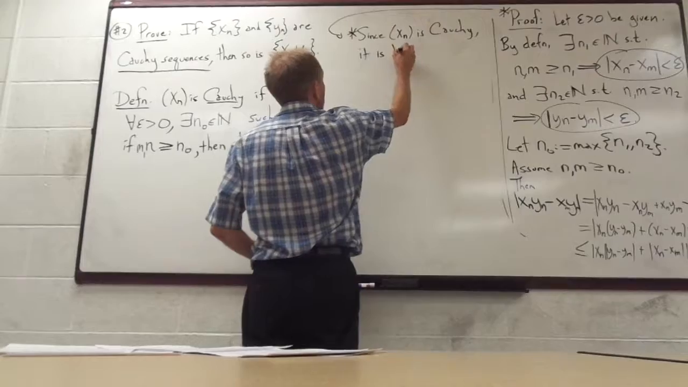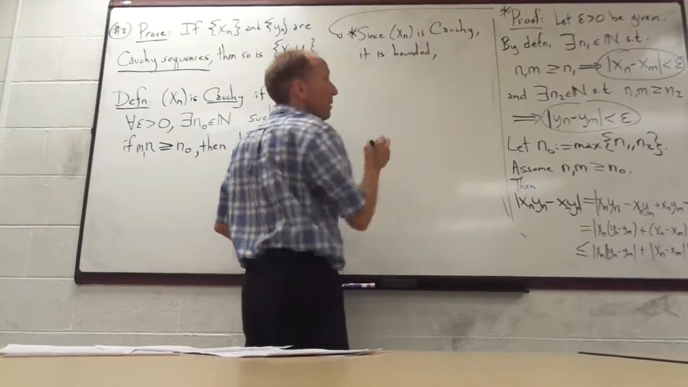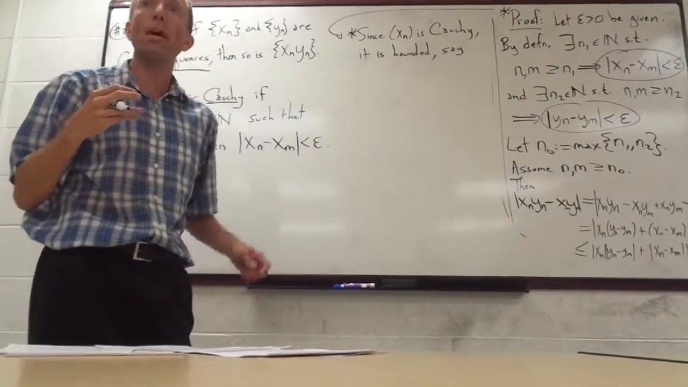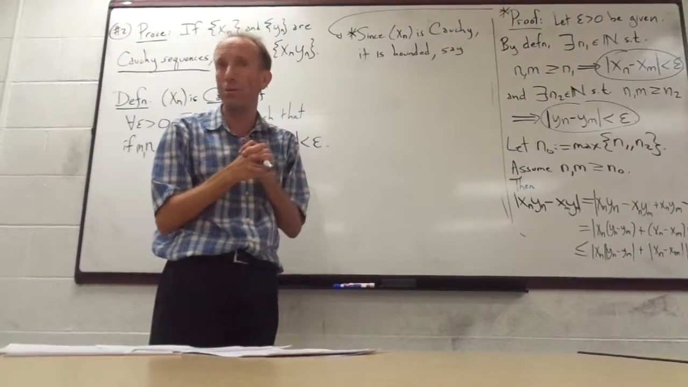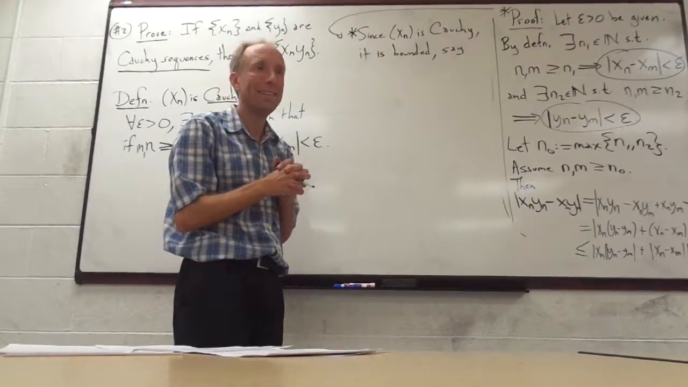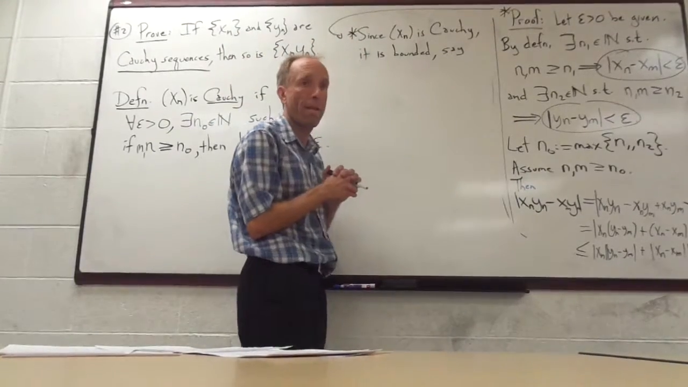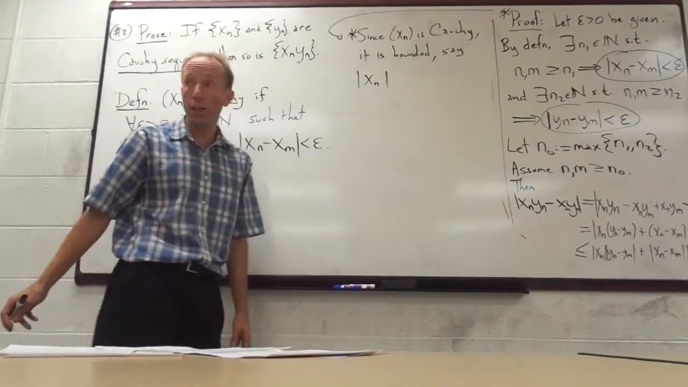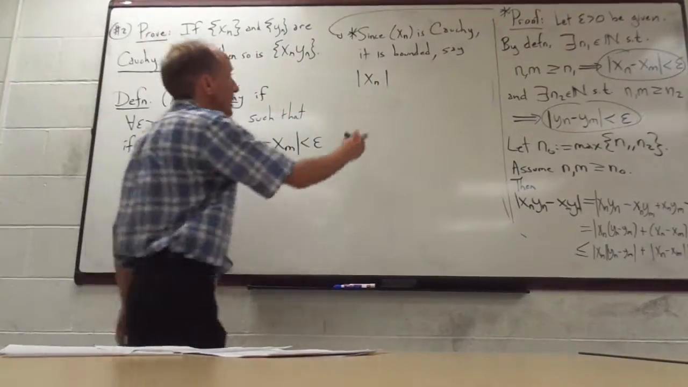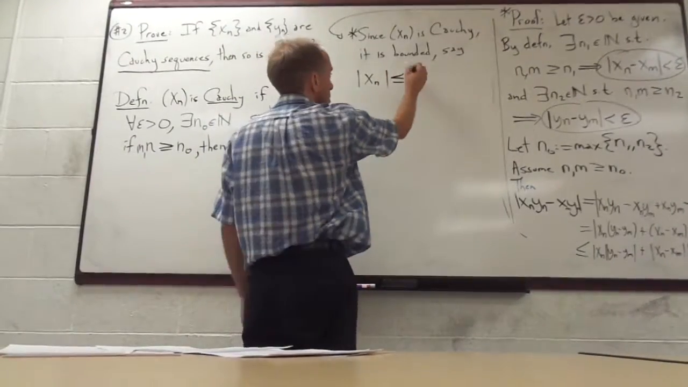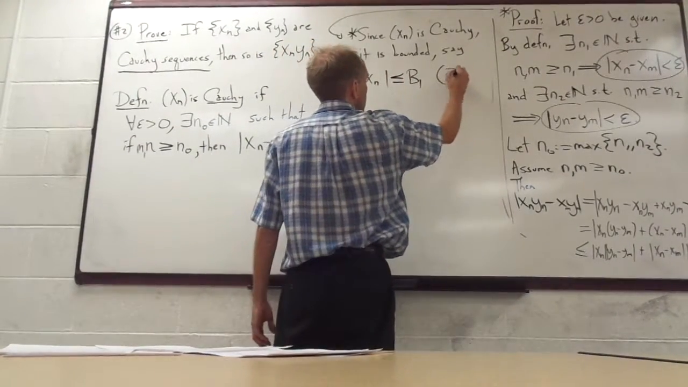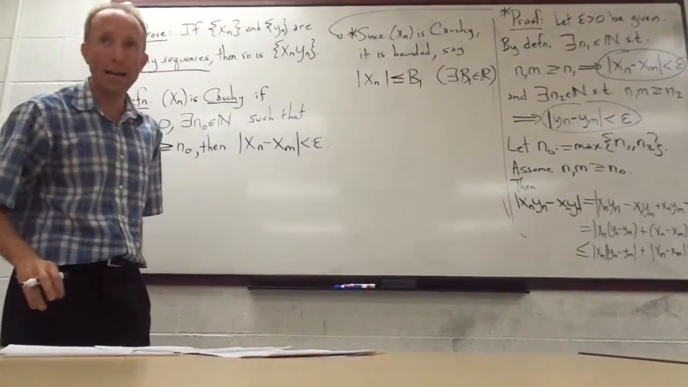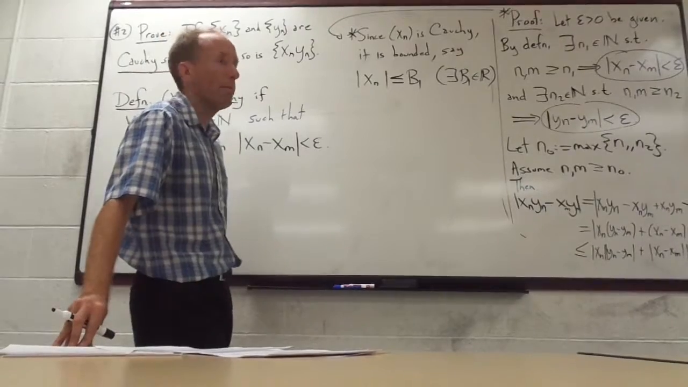It is bounded. So what does that mean again? How would we write that? If you have a Cauchy sequence, it is bounded. So how could we write that in a mathematical way? There exists beta greater than 0 such that the absolute value of xn is less than or equal to beta. Okay, the absolute value of the terms is less than or equal to some bound. Let me call it B1, for some real number bound B1. So we have that, and then what else do we have?